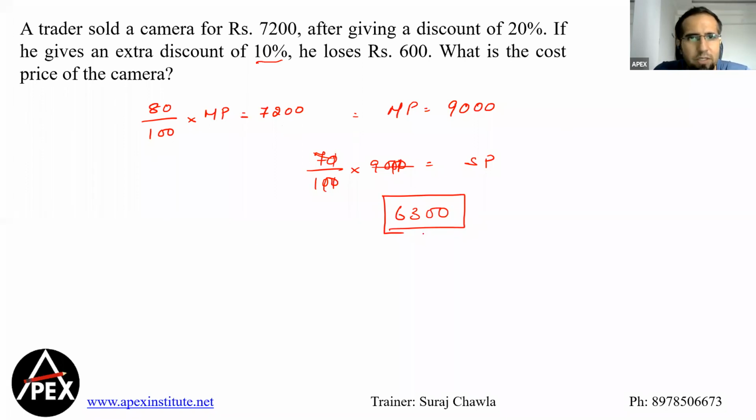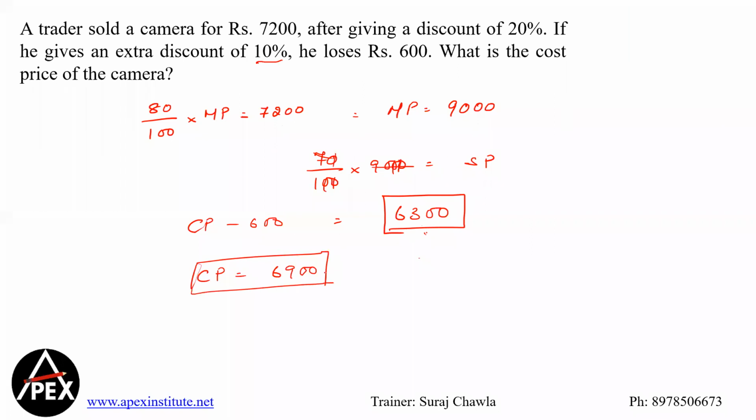Clear? Now the question is saying that he loses 600 rupees. If he's losing 600 rupees, so I know that CP minus 600 is equal to SP. Therefore, can I say the value of cost price is equal to 6,900? Is this point clear? I think this should be the answer, guys.